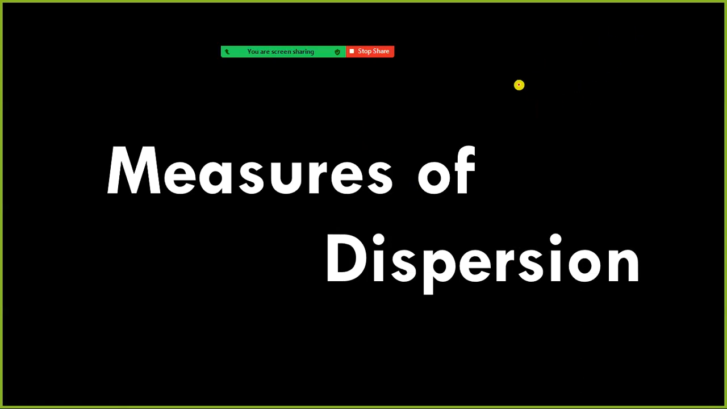So what is measures of dispersion? It is also called measures of spread or measures of variability. Either measures of spread, variability, or dispersion, they use these three terms. But most of them, to my knowledge, use either dispersion or spread. All these terms refer to the same thing.